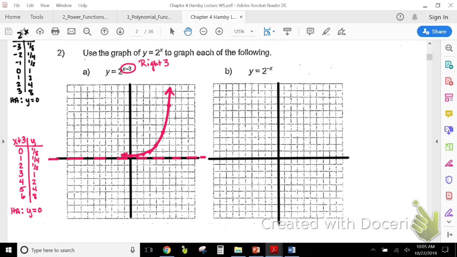And then you can compare it back to your parent function. Does it appear to have moved to the right 3? Yes, just like you told me it would. All right, for B, what do we expect to see happen? Oh yeah, that negative x is a reflection.